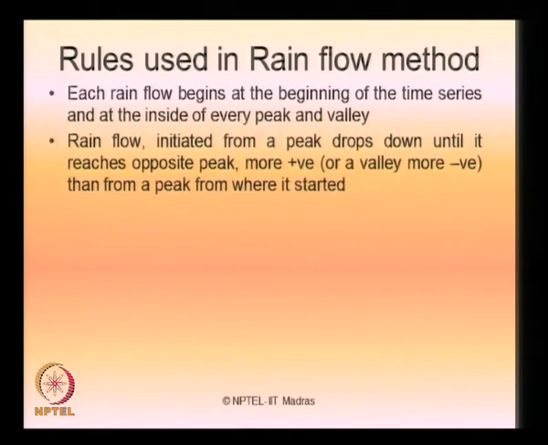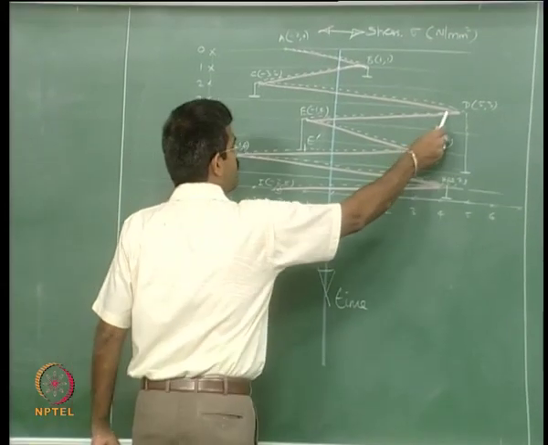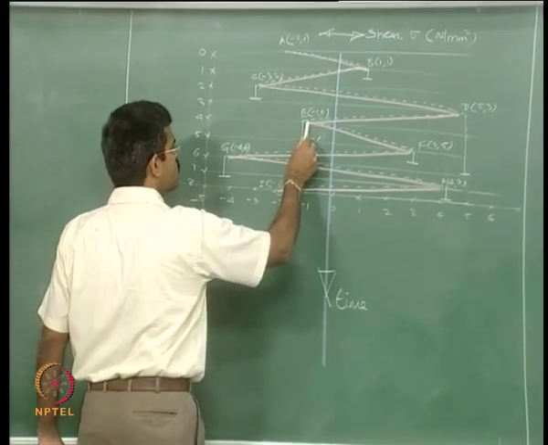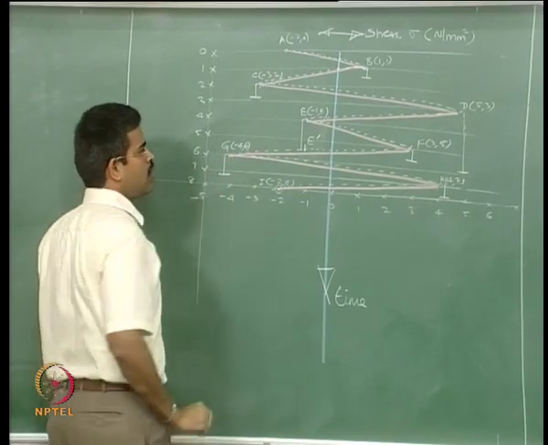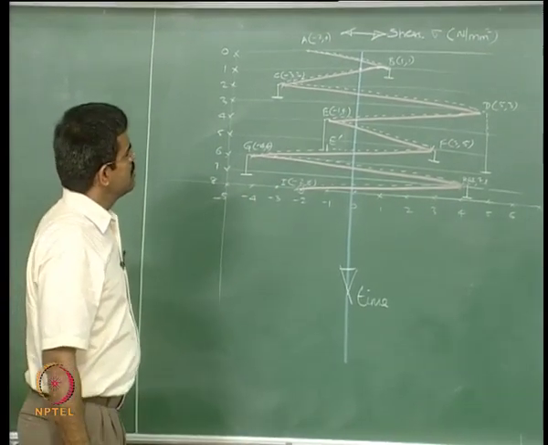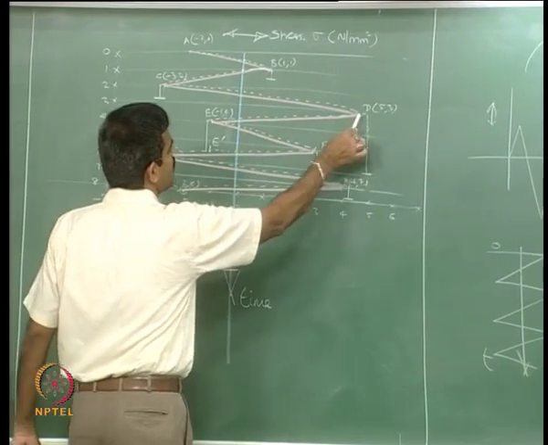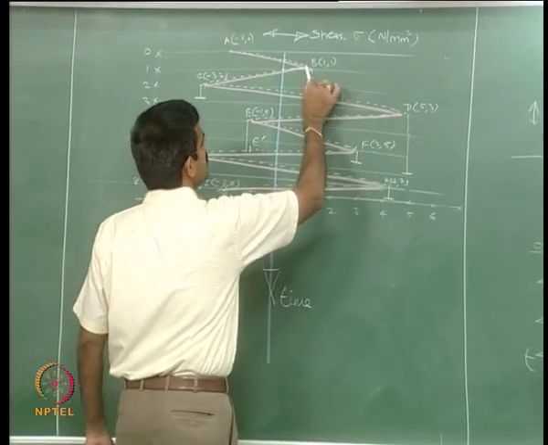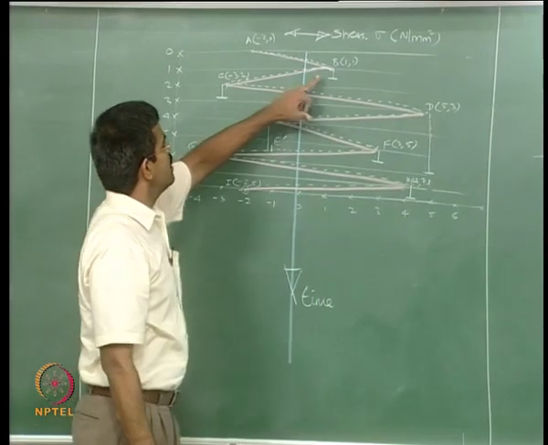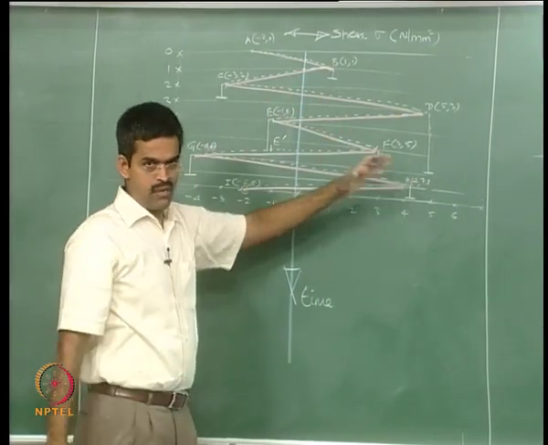Rain flow which is initiated from a peak drops down until it reaches an opposite peak or more positive value, or it reaches a valley which is a more negative value than the peak where it started. For example, in this case, it moved from D, came to E, it could see another positive value, it moves down. One can ask me a question, sir, why has this not come down and moved here? Because this value is again a successive peak, right. The only variation if you add this will be the stress cycle range. I will come to that later.